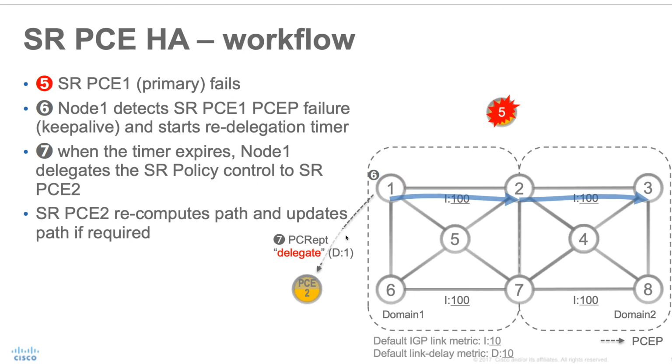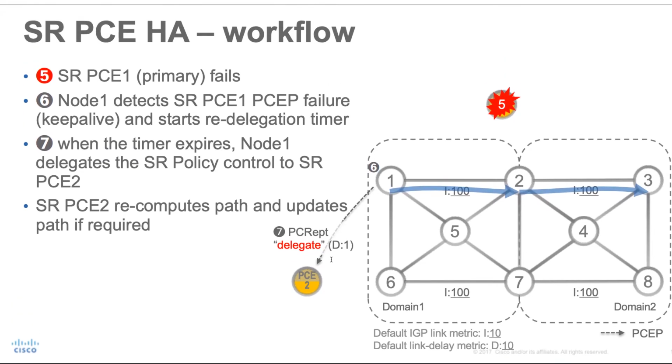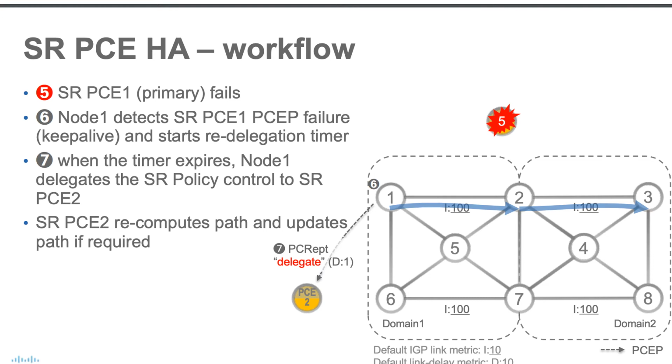And how it does that, it will go ahead and send that report again. But when it's sending the report, this time it will set that delegate bit, or the field, to 1. And that's how this particular workflow works in the case of your SR PCE HA. So HA is simply about 2 nodes.